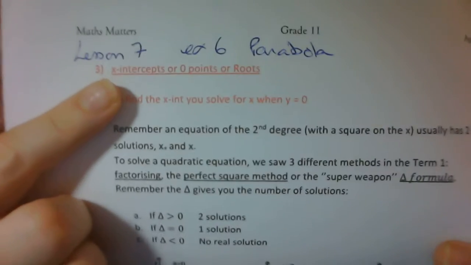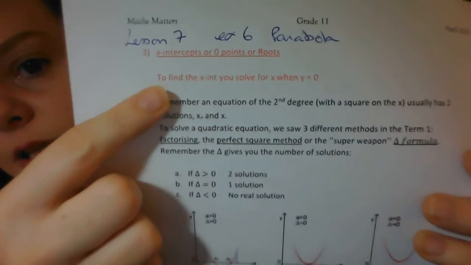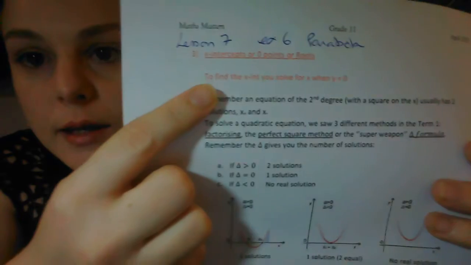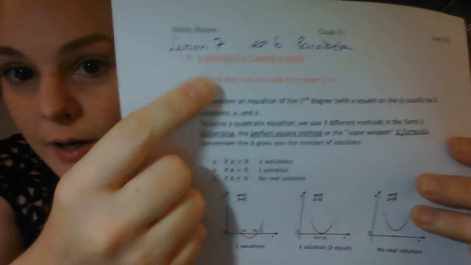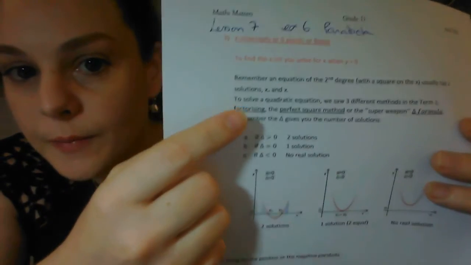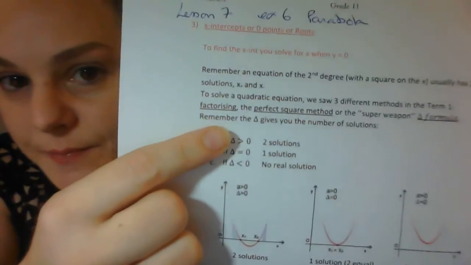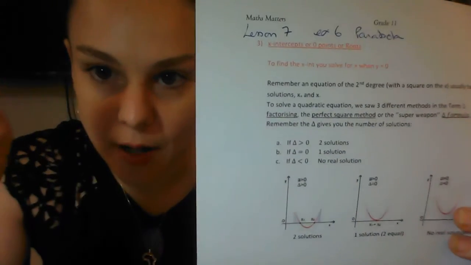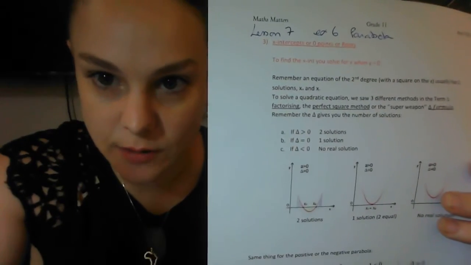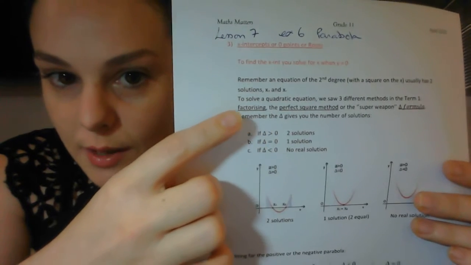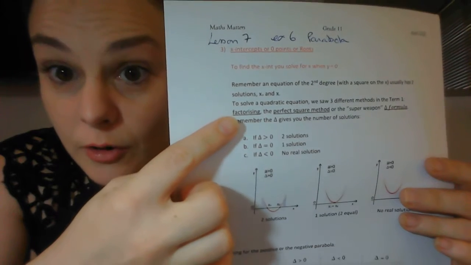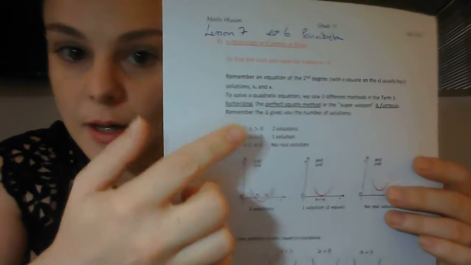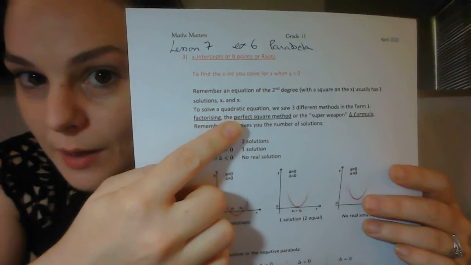So you should remember that when you want the x-intercepts or the roots, you need to solve for y equals 0. We saw that already with straight lines. So for x-intercept, you make y equals 0 and you solve. And you have the three cases. So remember, for a parabola, we're talking about a trinomial equation. And we have three ways of solving the trinomial. Either we factorize it with two brackets, or we use the perfect square method.